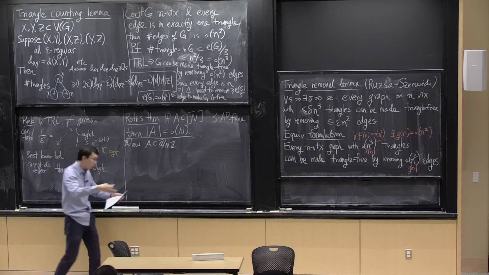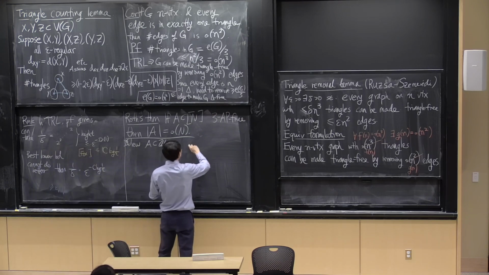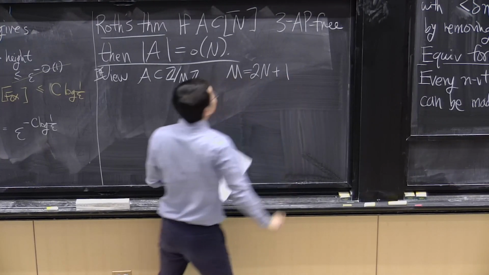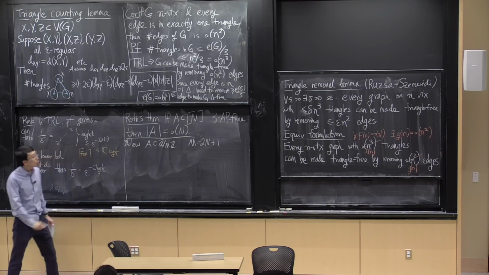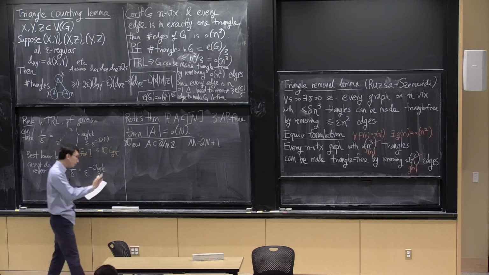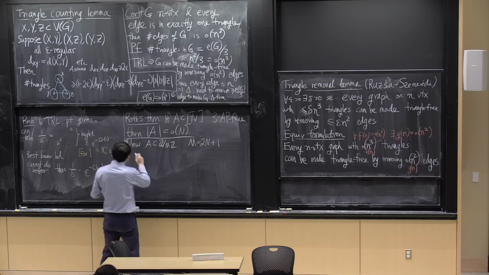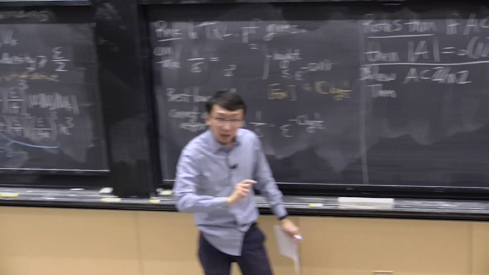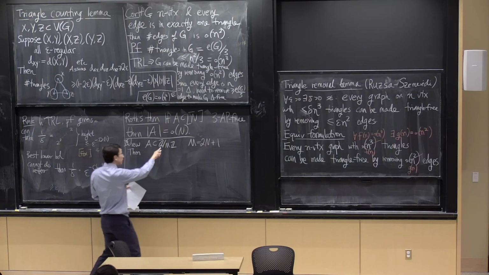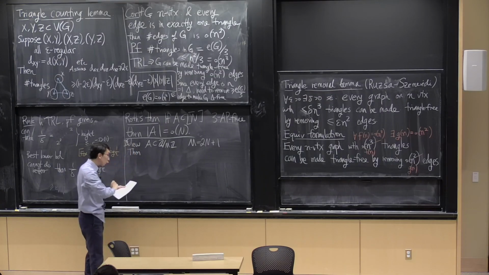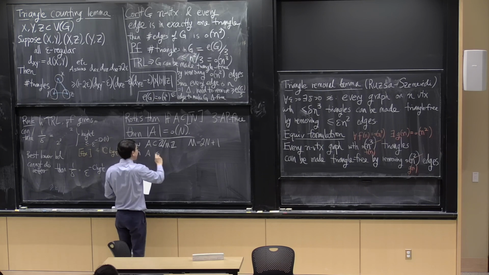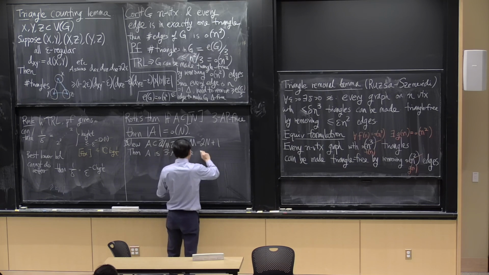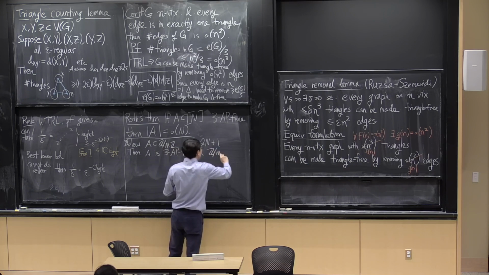Because there's more, I don't have to worry about edge cases so much when you're working in a cyclic group. Here I take m to be 2n plus 1, so having it odd makes my life a bit simpler. Then if A is a 3AP free subset of 1 through n, then I claim that A, now sitting inside the cyclic group, is also 3AP free. Okay, so it's a subset of Z mod n.